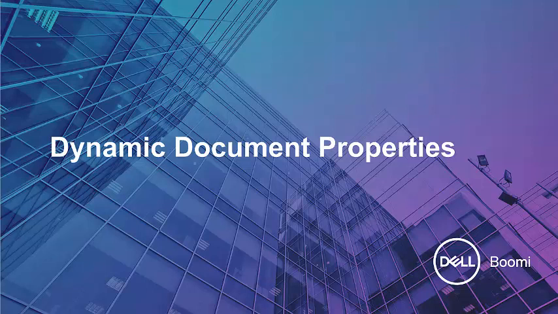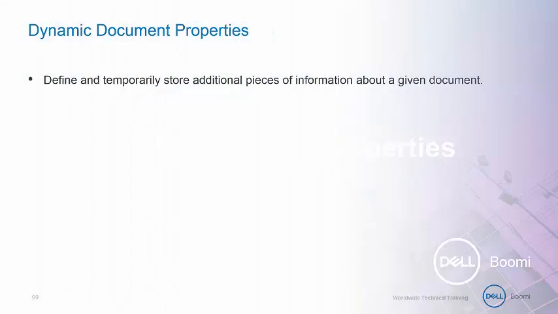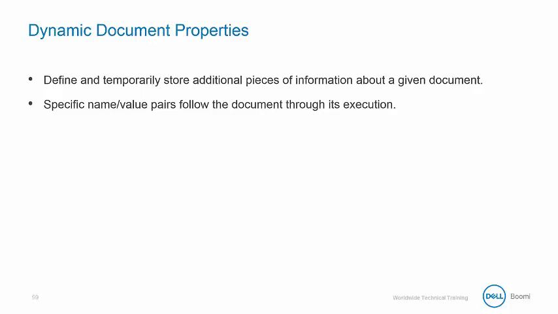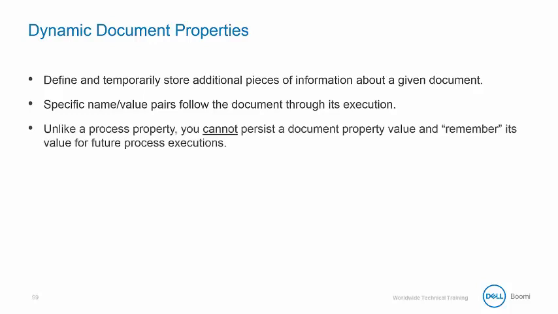Now let's examine the document level type of global property, dynamic document properties. Dynamic document properties define and temporarily store additional pieces of information about a given document. They contain specific name-value pairs which follow the document through its execution.